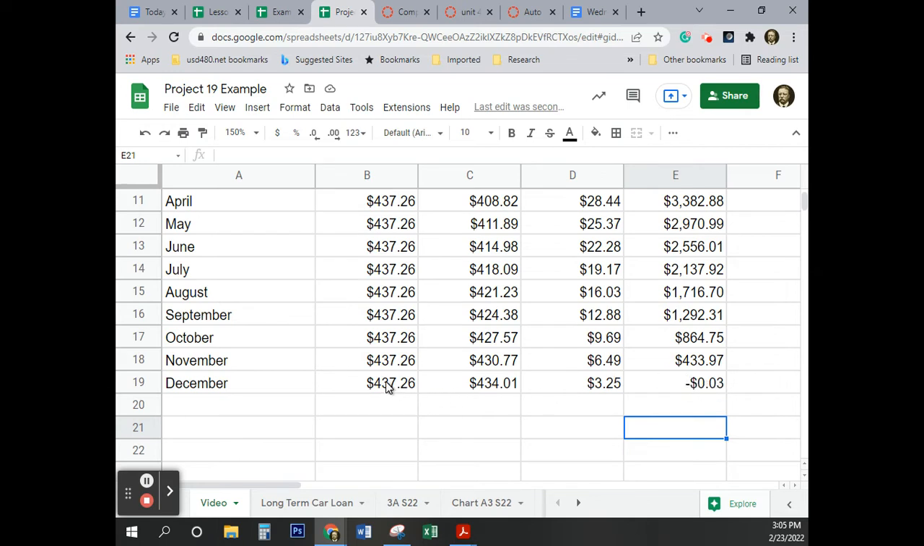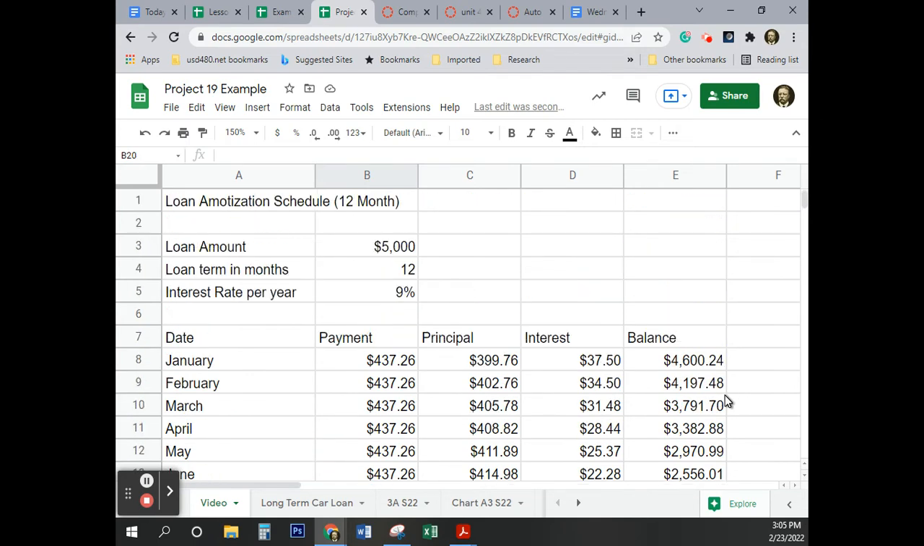We're just going to come over here and click on our last payment we made. Instead of paying $437.26, we paid $437.23. Okay, so now the loan is gone, so dead, amortized. Okay, so we're done with that part there. Now we're going to go back to the book here for a moment.